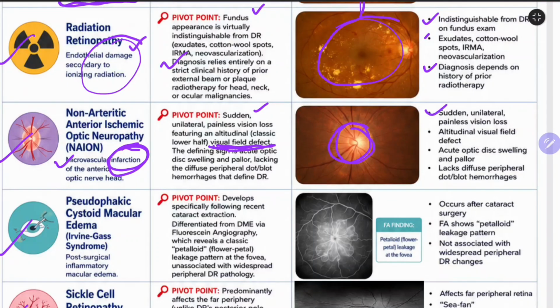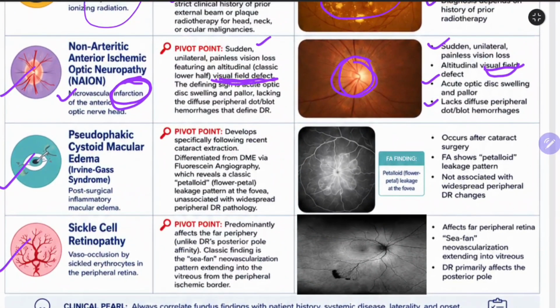So sudden unilateral painless vision loss, altitudinal visual field defect, that is lower quadrant. Optic disc swelling and pallor will be there. Whenever the optic disc swells, it will be paler. Remember, it lacks diffuse peripheral dot and blot hemorrhages. This is a very important point. So NAION, these are real things. Just remember, this is a common thing.